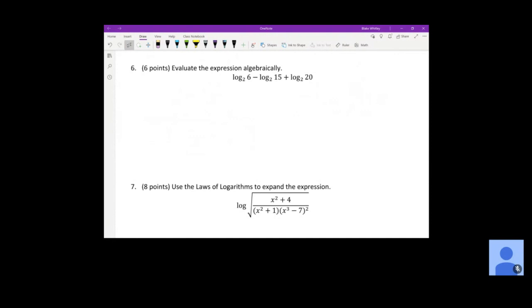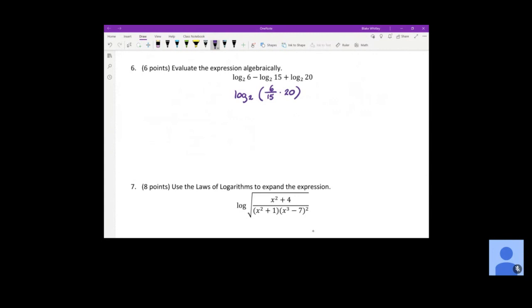So think about our properties of logs here. We have a base 2 log, right? And we've got 3 of those. We know we have the same base. Okay, so good. It's going to be base 2 log, and then we're going to divide 6 by 15. But then we can also do what? Okay, good. We can multiply now by the 20. So remember, subtraction becomes division when we combine these. The addition becomes multiplication when we combine them. So now we have a single logarithm with 6 divided by 15 times 20 on the inside.